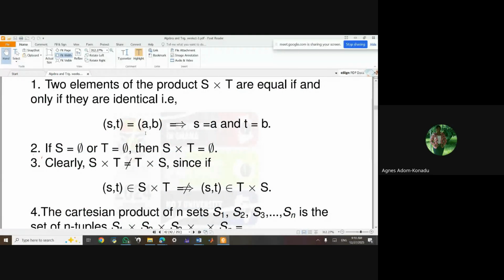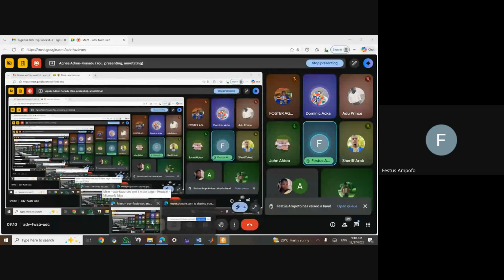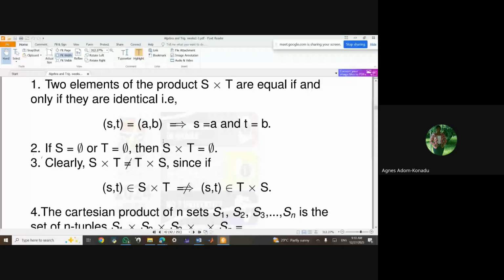Pastor, your hand is up. Is it "and" or "or"? It is "or". If any of them is empty, you get an empty set. If S is empty and T is not empty, you still get an empty set. Okay, thank you. And if both of them are empty, you get an empty set.